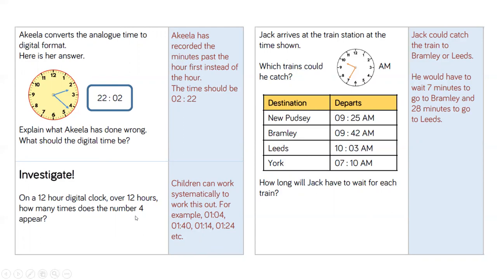Well done. Jack arrives at the train station at the time shown, right? So we're going to find out which trains could he actually catch and look at what time he gets to the train station. So let's tell the time. So the hour hand is travelling between the 9 and the 10, right? So it's 9 something, isn't it, in the morning. And then let's look at how many minutes passed. So that's 30, you know, that's 35. So he arrives at 9:35.